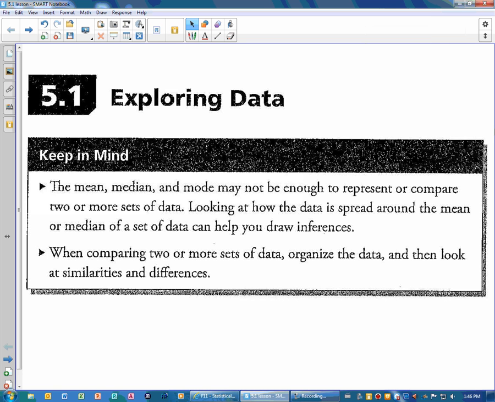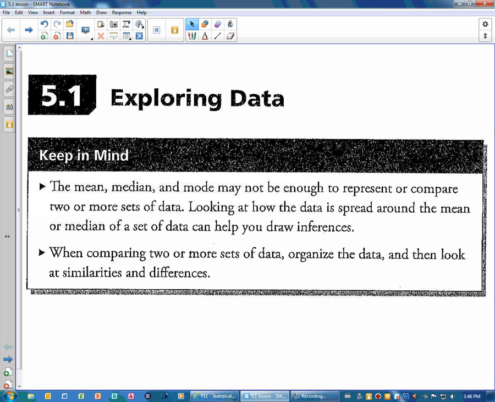Okay, let's get started on section 5.1, exploring data. So you worked your way through the getting started, and hopefully you remembered some things that you did in the past and maybe picked up a few things. I'm going to try to cover all the points of this lesson. It might be a bit of a long one, but this is a lot of new stuff for you.